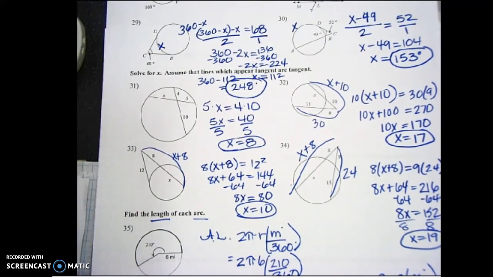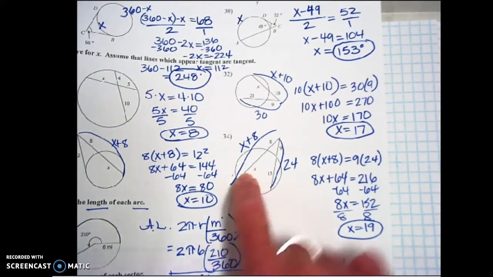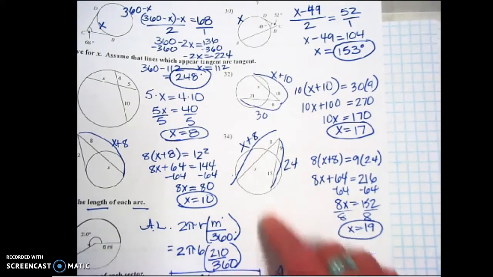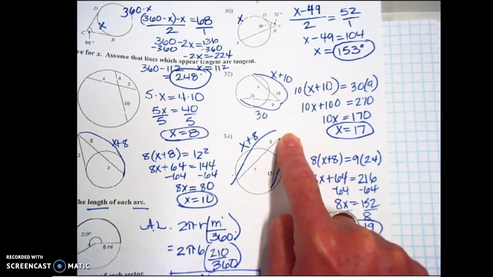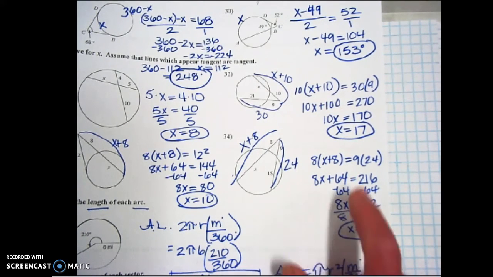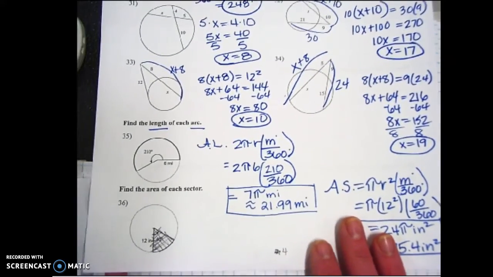Number 34, we've got secant again, so we do the length of the whole thing times the outside, set it equal to the length of the whole thing times the outside, distribute on the left, subtract 64 from both sides, divide both sides by 8. You get x equals 19.